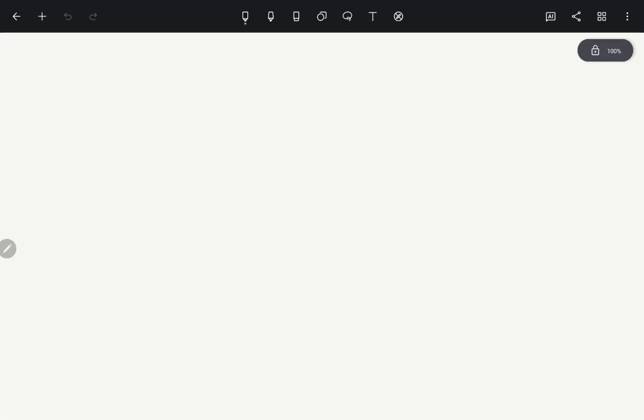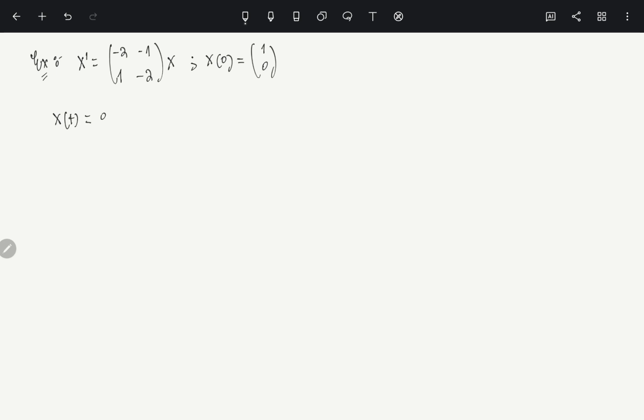Okay, so let's look at a simple example. Let's say that we have this problem: x prime equals the matrix with rows (-2, -1) and (1, -2) times x, and x at the point 0 is the vector (1, 0). Now I want to find out what the solution is. The solution x of t, what do we know? It is e to the power At times x naught. So you just have to calculate e power At and you are done.